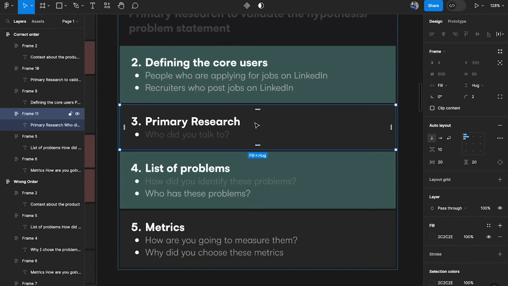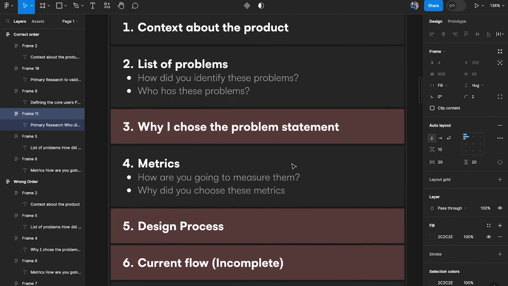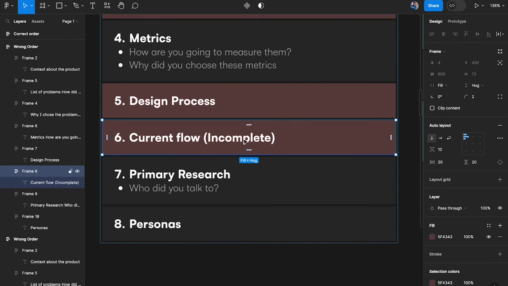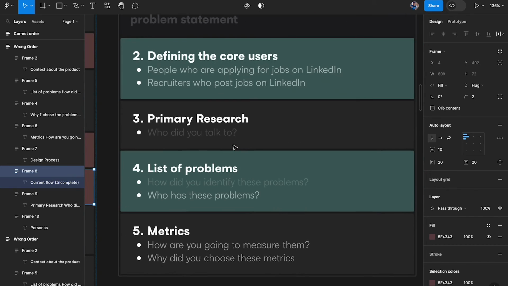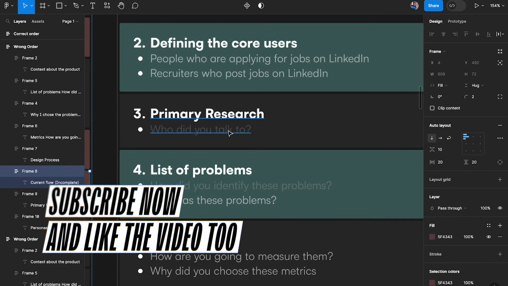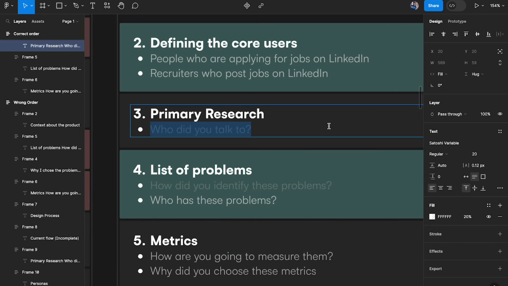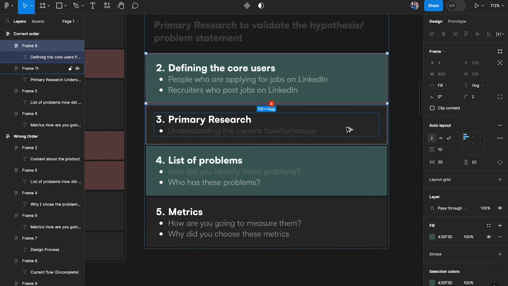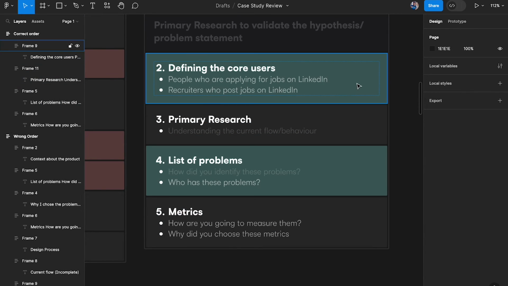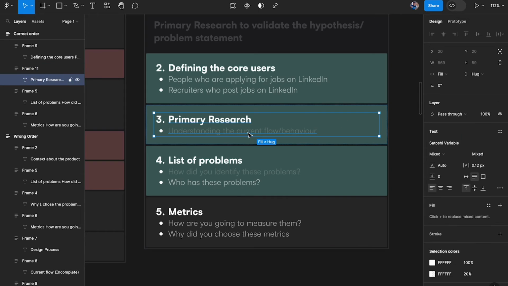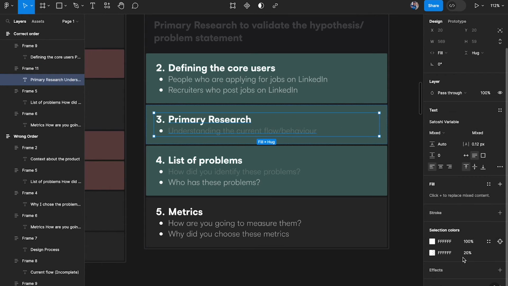But I'm not going to highlight this because I'm yet to show you what is the right way to do research. Here, identifying the current flow is important, but that is incomplete. So maybe what I'm going to do here is, now that this question is answered, I'm going to say primary research is understanding the current flow or behavior. And then I can make this green, copy the color, paste that over here, and bring this back down to 60%.